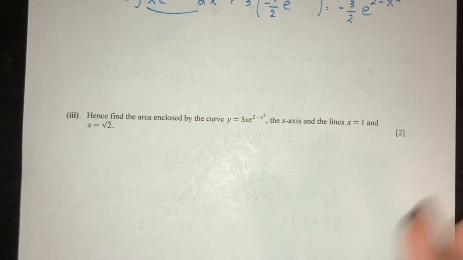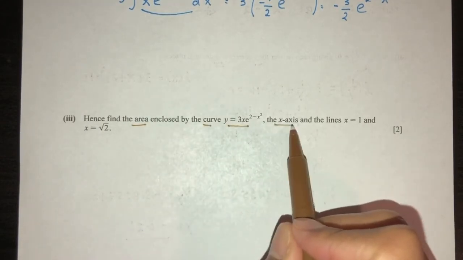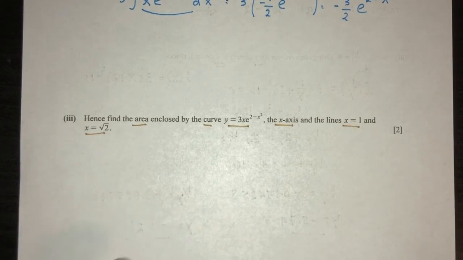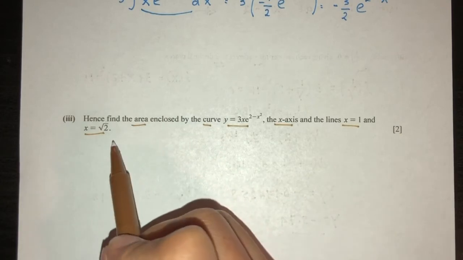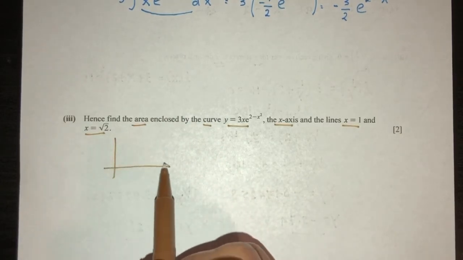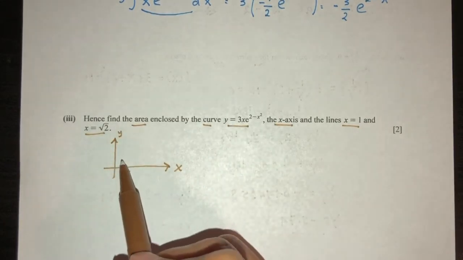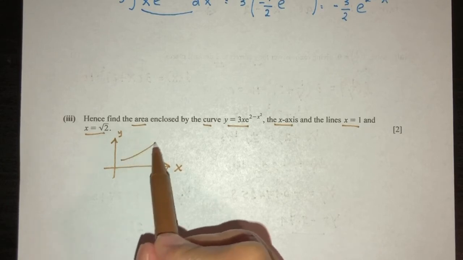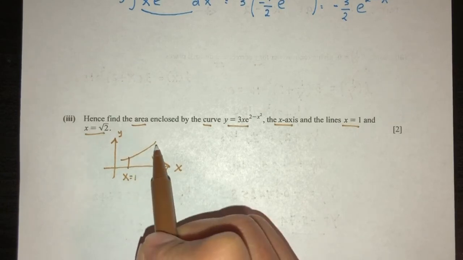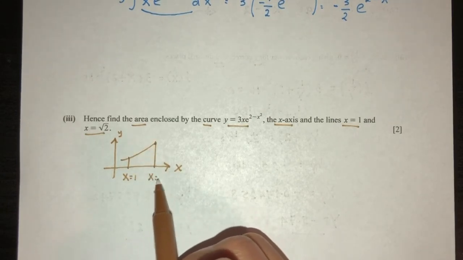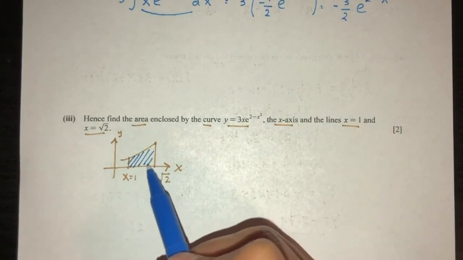Now part 3, hence find the area enclosed by the curve, the x-axis, and the line this and this. Basically, hence means we have to use the value from part 2 to find the area. If you want to understand, you can always draw something. For example, this is your x-axis and this is your y-axis. Let's say the curve looks something like this. x equal to 1 will be here, and x equal to root of 2 will be here. So we just have to find this area under the curve enclosed by this part.